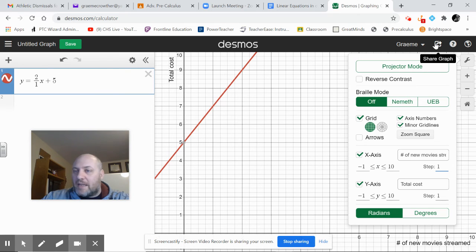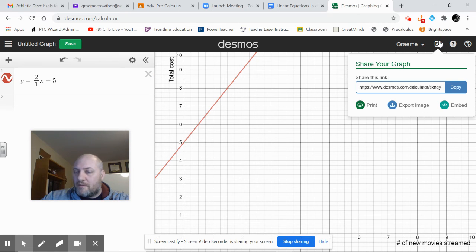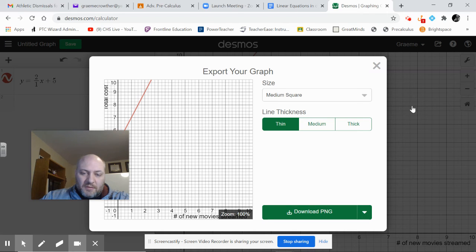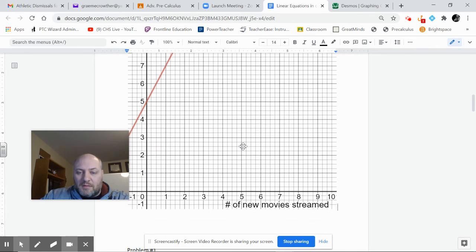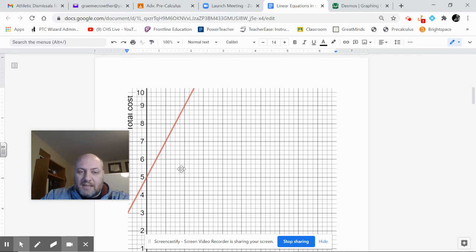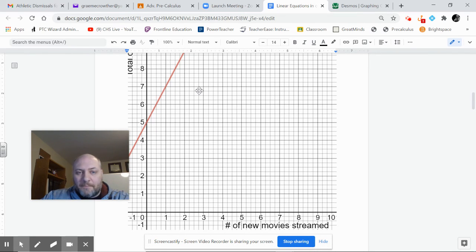And then to insert this back into my doc, I want to share the graph. You can copy the link if you choose, or we can export the image. This will bring up a picture of our graph. I can copy the image by right-clicking and go back to my document and paste it back in. So I can see my labels on my axes and my graph clearly on my coordinate plane.